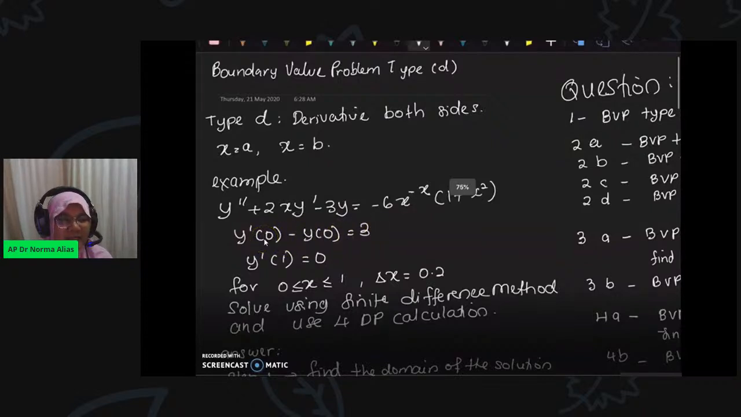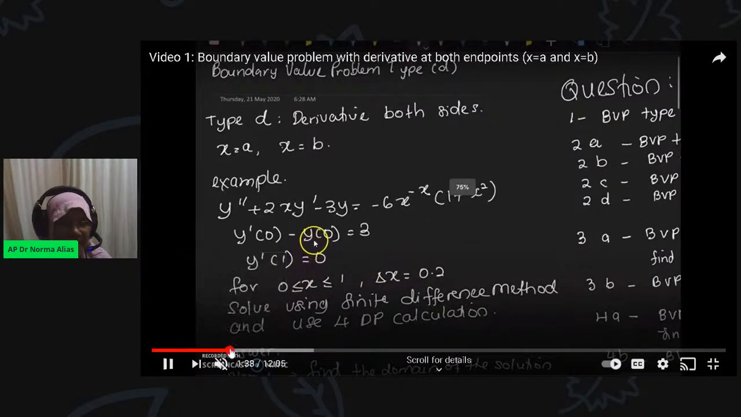And then at the boundary, you need to apply formula 5.8, especially when i equals 0 and i equals n. In our case here, n is equal to 5, because b minus a divided by h, 1 minus 0 divided by 0.2, is 5. So now, we want to answer this question.